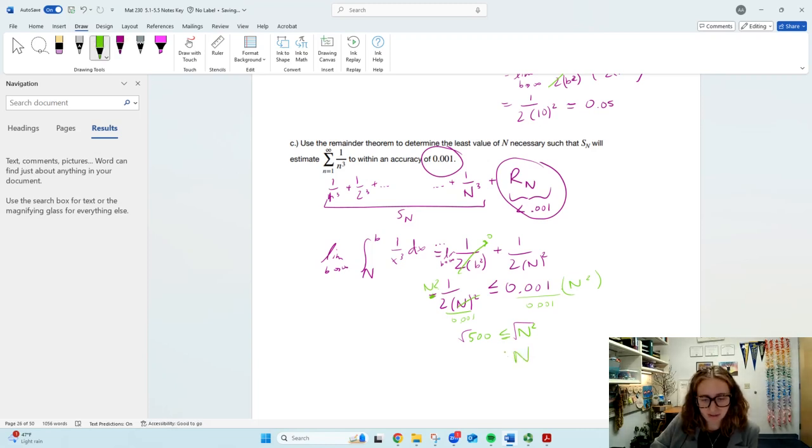And now this is still an algebra problem, so I'm going to take my square root. So N has to be larger than or equal to, it's plus or minus, but the minus one doesn't really make sense, so we'll just stick with the plus, 22.360. And N has to be bigger than that. So if it was 22.4, that would be big enough. N is going to be an exact value because this is a sequence. So I'm going to round up to my next whole number. N is actually going to be equal to 23. If I round down, my error will be bigger than this 0.001.